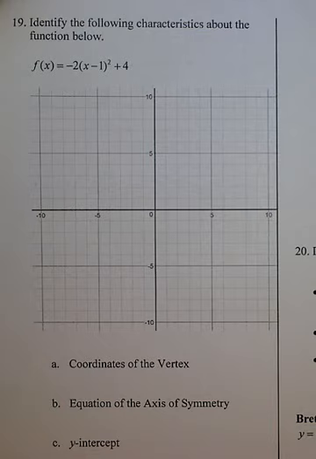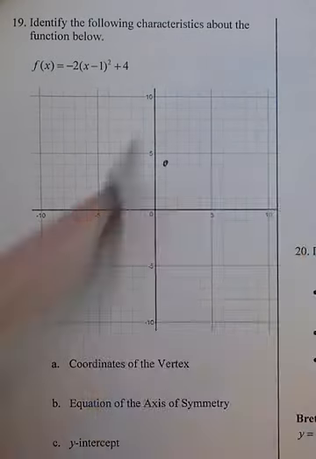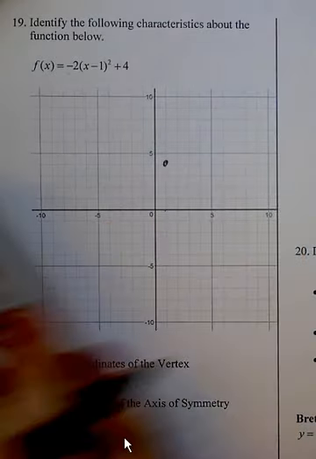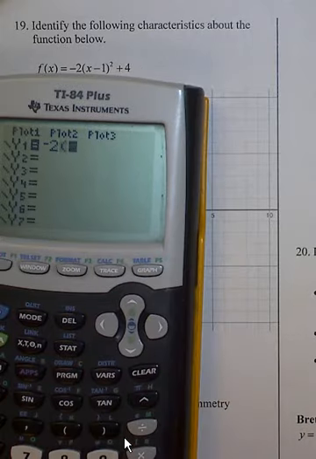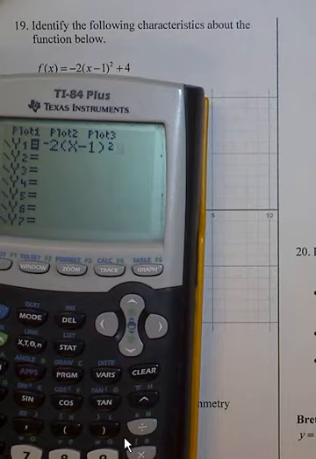Identify the following characteristics about the function below. Now, it doesn't say you can't use a graphing calculator, so we can do that. I can see the vertex is (1, 4). I know that this parabola is headed down, so let's plug this in: negative 2 times (x minus 1) quantity squared, plus 4.